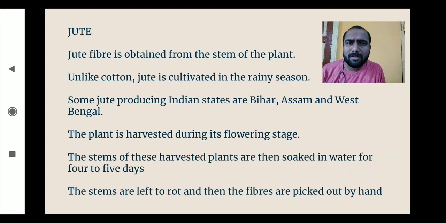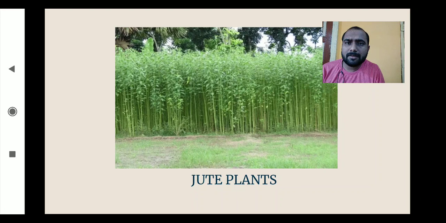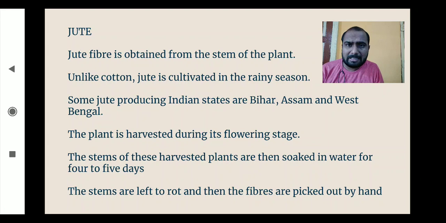As I said, you can see this plant at the stem level. We have to cut this plant from the stem, and we need to cut it when the plant is in the flowering stage. That means there is no flower yet. So we have to understand that now it is time to harvest the jute from it. The plant is harvested during its flowering stage.